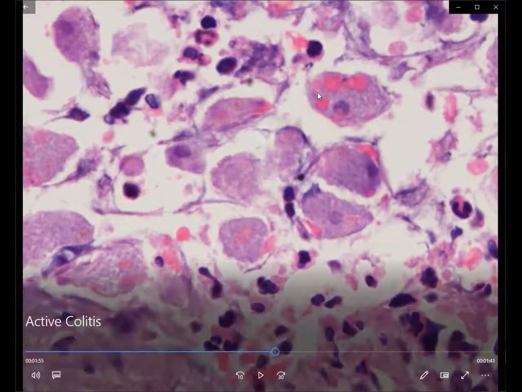Now these structures are larger than the polymorph. If you could see a polymorph here, these are much larger than the polymorph, almost 15, more than 15 to 20 micron in size. So they are much larger than the polymorphs and lymphocytes which are seen in the vicinity. And some of these structures have engulfed these reddish structures which are the RBCs. So there is a significant amount of erythrophagocytosis within these structures.